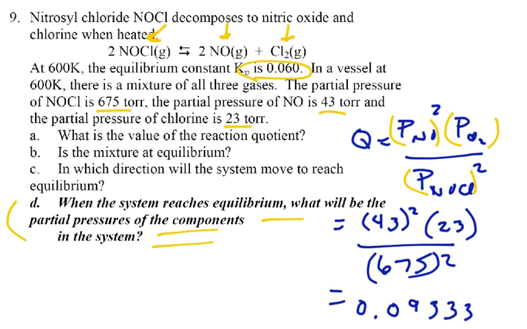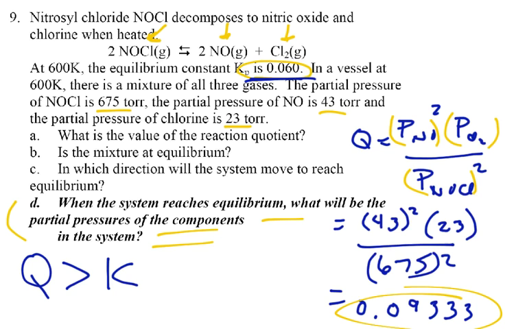Using the numbers in the problem, I put in 43 squared, 23 over 675 squared, and we get a value of 0.0933. So we can see what's happening is Q, that we just calculated, is greater than the K, which is 0.06. So I have 0.09 compared to 0.06. And since I have Q greater than my K, right now I have too many products. Because remember, this is products over reactants, concentrations. And if my Q is too large, I got too many products. So I'm going to have to change my products into my reactants to reach equilibrium.